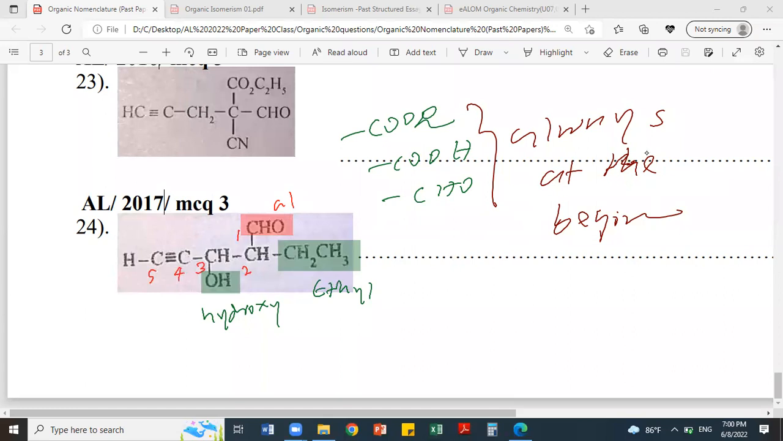Can you try again, both of you? Okay, Sijan, repeat it again. 2-ethyl, 2-ethyl hydroxy. Now perfectly correct, Sijan. So, Chanumi, can you also post the answer on chat? 2-ethyl 3-hydroxy pentynal. Yeah.